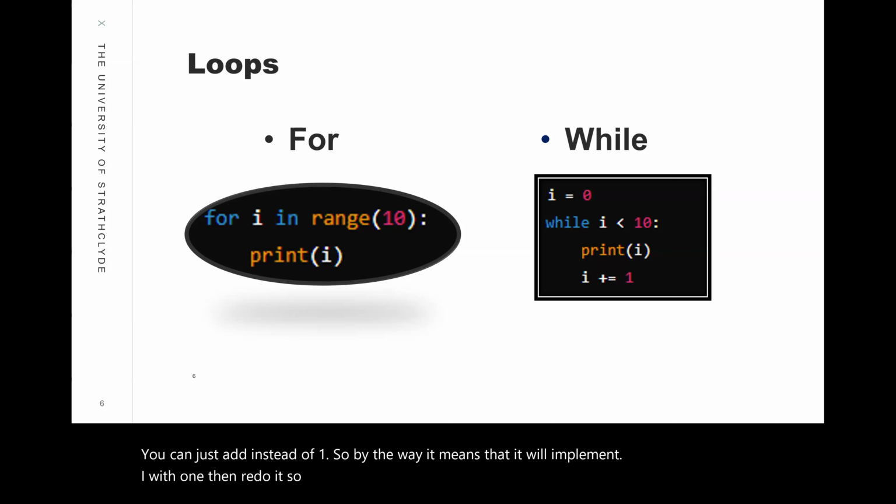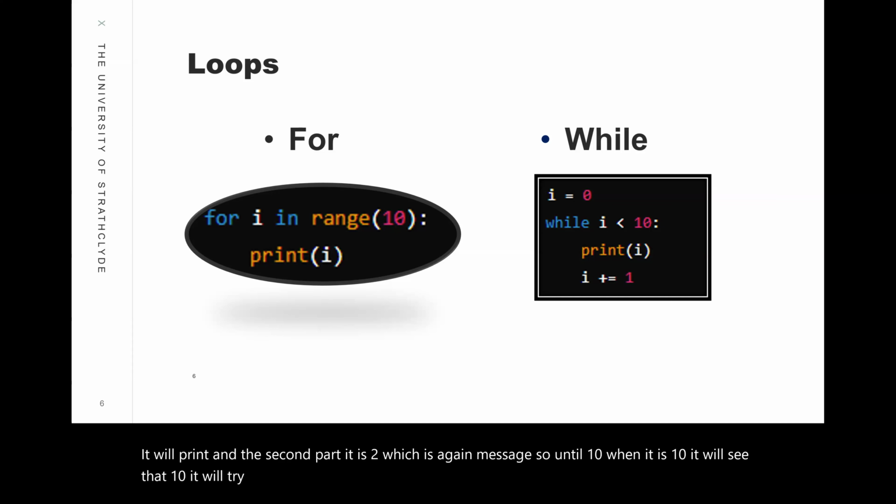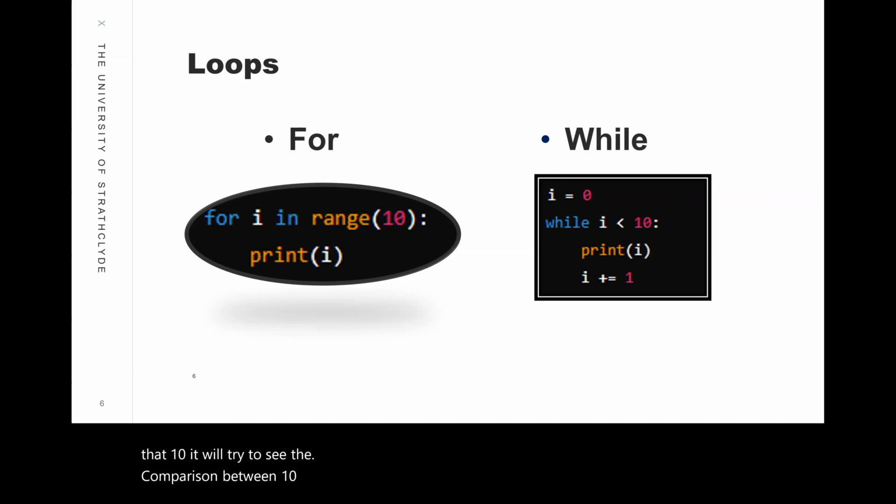So it will take a look. If I is lesser than 10, it is still true, right? Because it becomes 1 after adding 1. It will print, and the second one, it is 2, which is again lesser. So until 10, when it is 10, it will see the comparison, 10 lesser than 10, which is false. Then the while breaks, and it will continue with what is happening in the other side.